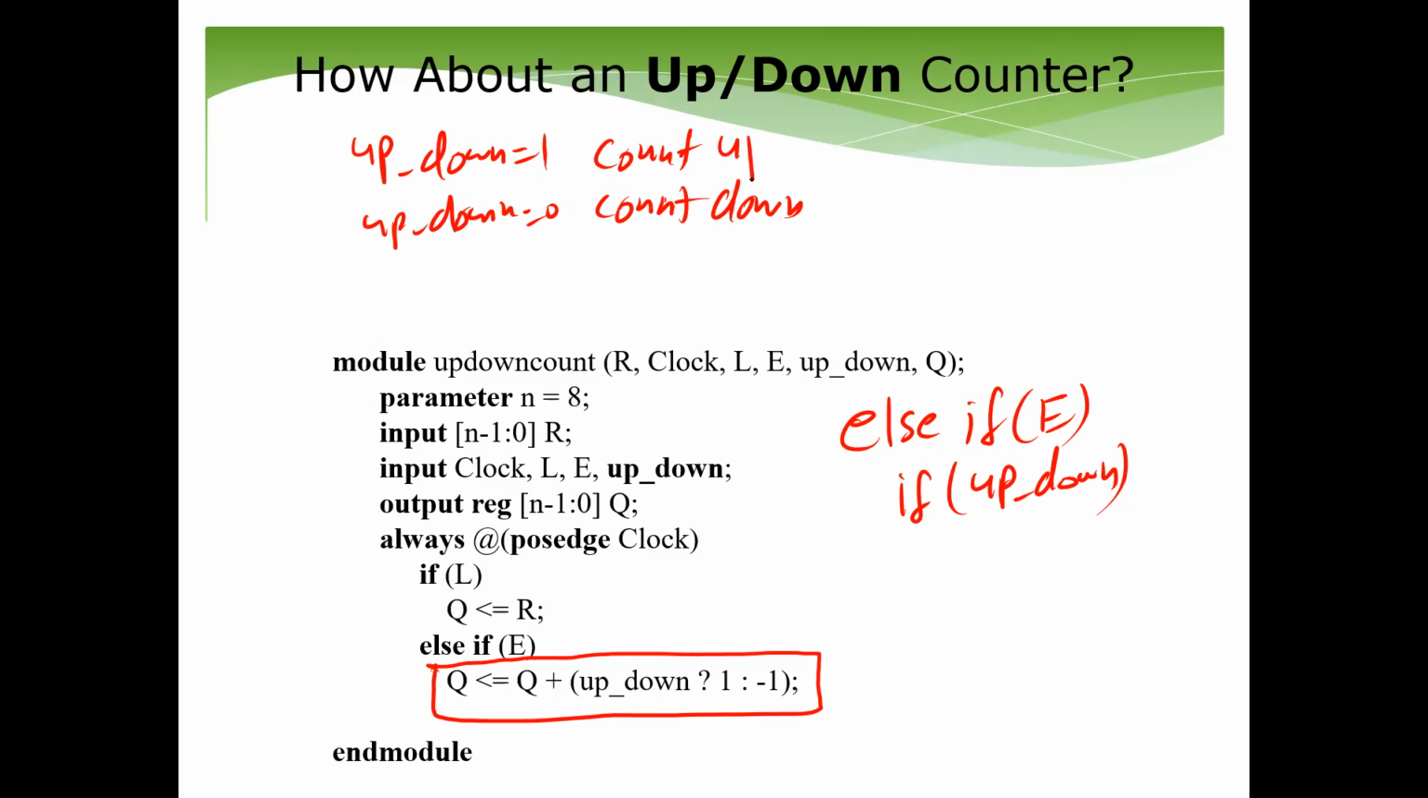So you can either implement it like the way it's implemented in the slides using a conditional statement, or, if this is more clear to you, inside your else if you can have another if statement which will say if up down, make Q take on the value of Q plus 1, else Q will take on the value of Q minus 1. In terms of synthesis, this code and this code will synthesize the same. It will all create a 2 to 1 multiplexer for that.